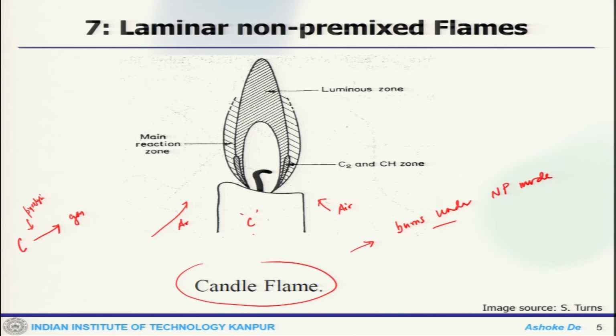So, there are different zones that you can actually distinguish. This is your main reaction zone, and this is your luminous zone, which you can see there. When the candle burns, you can see a nice luminous zone, and this is some of the other reaction zone where you see some radicals, C zone, C2 zone there. Now, if you ever dare to put your fingertip through this candle flame, you will see the maximum heat at the outer surface. When you come close to the inner surface, you can see there will be minimum heat there.